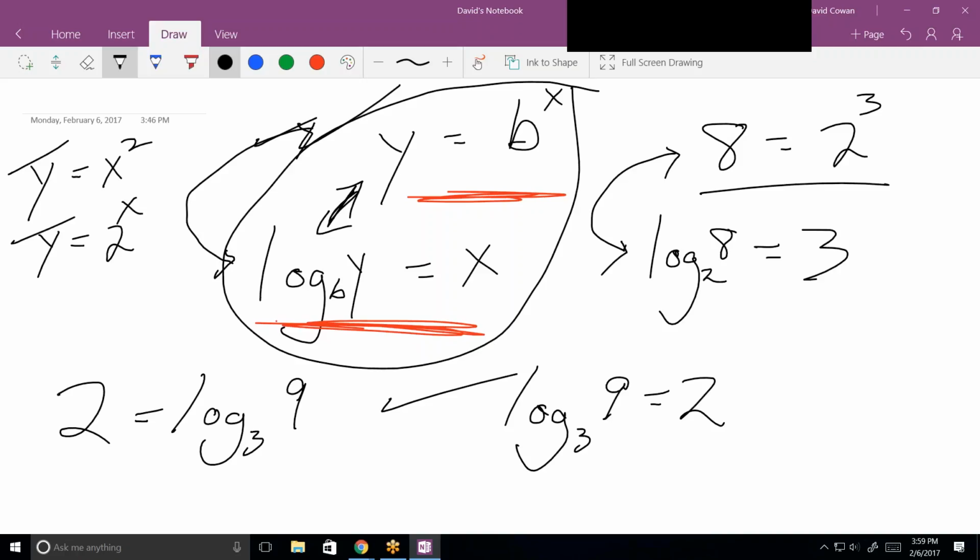But logs are like any other process. You can take the logs of both sides of an equation. You can take the log of the left side as long as you take the log of the right side. That applies pretty much throughout math. When you get to calculus, you can take the derivative of the left side as long as you take the derivative of the right side, or you can take the integral of the left side as long as you take the integral of the right side. So pretty much any mathematical process you can think of applies to equations, as long as you do it to both sides.